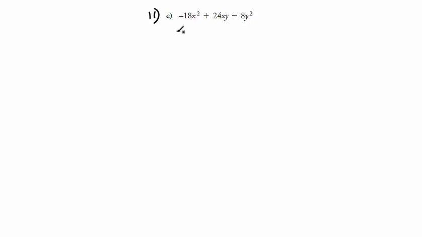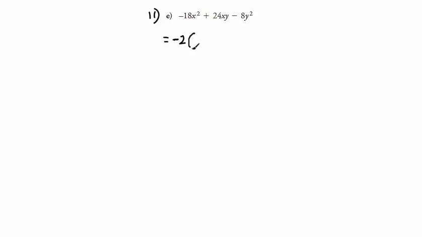Okay, for 11e, we have these three terms. And before we use that perfect square trinomial factoring or that difference of squares factoring, look at the coefficients: minus 18, 24, and minus 8. From all three coefficients, we can factor out a minus 2. Well, you could factor out a 2 or a minus 2, but since there's a leading negative number, I'm going to factor out the minus 2 to make things prettier.